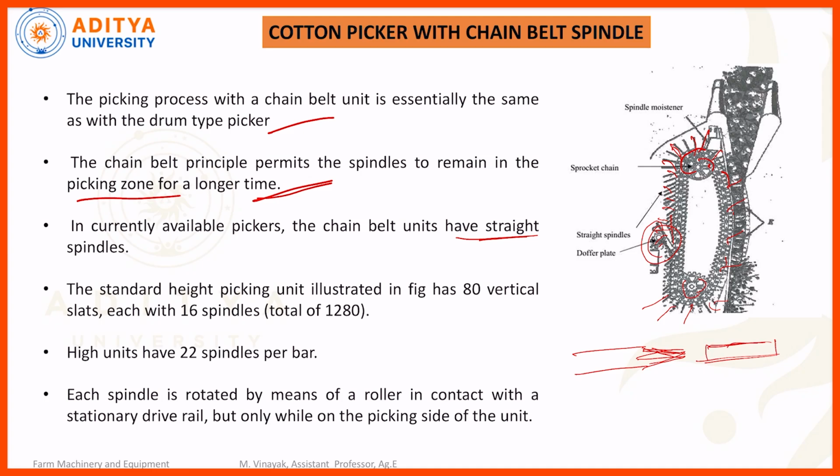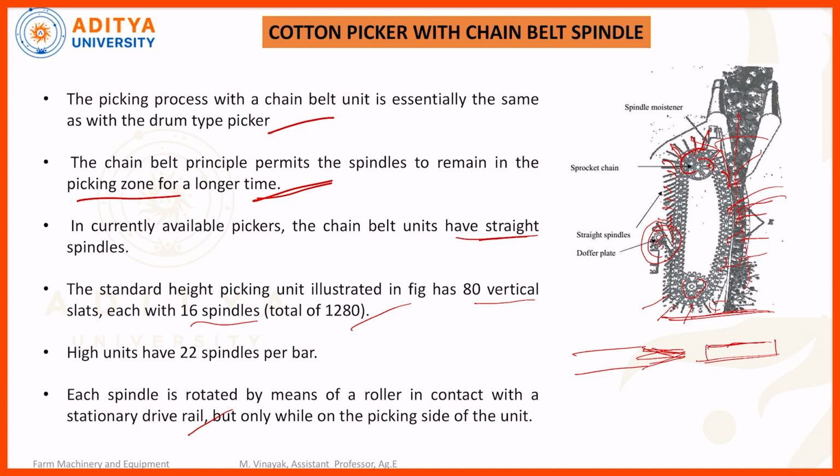The standard height of the picking unit is illustrated in the figure. Let us look on to this figure. Plant material will be provided beside the chain cotton harvester. So 80 vertical slots, each having 16 spindles. Total spindles are 1280. The height unit has 22 spindles per bar. Each spindle is rotated by means of roller contact with the stationary rail.